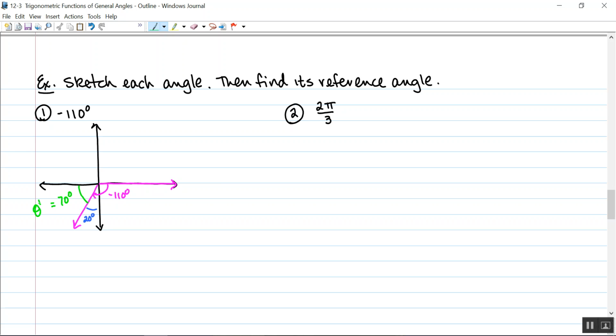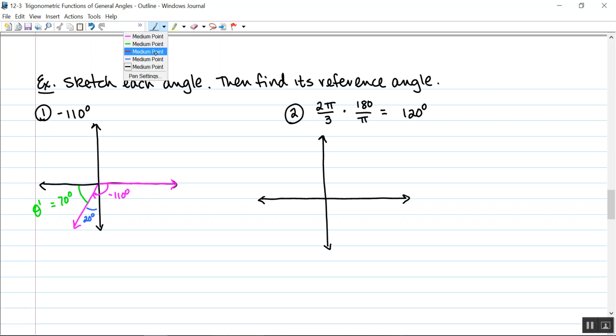Okay, so in this case my reference angle is 70 degrees. Okay, example number 2 is 2 pi over 3. So this is written in radians, which, to be honest, for me it's a little easier if I convert it into degrees, and then I'll convert it back into radians for my final answer. So 2 pi over 3, let's multiply that by 180 over pi so that my pi's will cancel out, and that's going to give me 120 degrees.